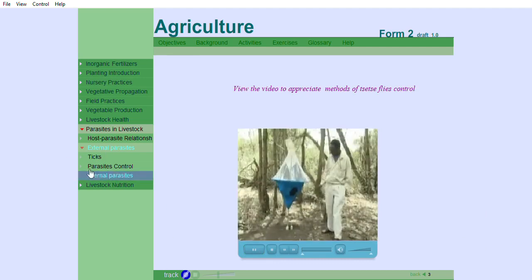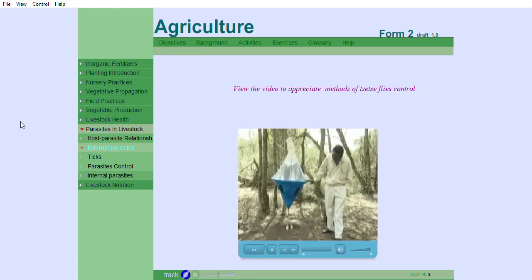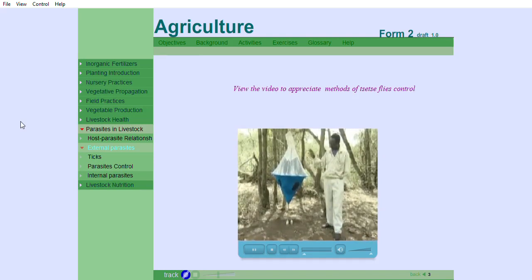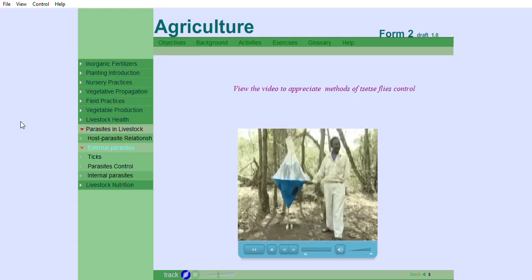Tsetse trapping. Here it is in a four-way technique. You're talking of the black material, the blue, the containers, and the white netting. What it means here is the things that are used to attract the tsetse. The tsetse can distinguish this color from 50 meters, the ginger blue. So normally, even without the attractants, it will come here to investigate this bright color, this ginger blue color.